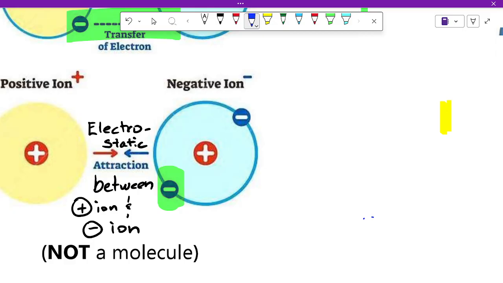What type of a bond is that? That's an ionic bond. Not a molecule. What would this be called, this thing here together? Formula unit.